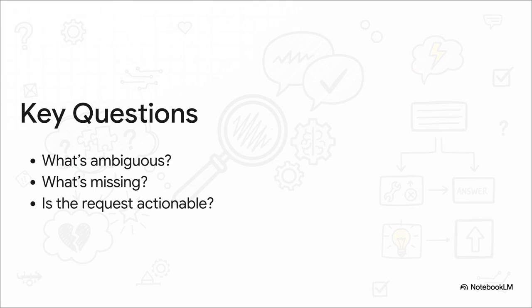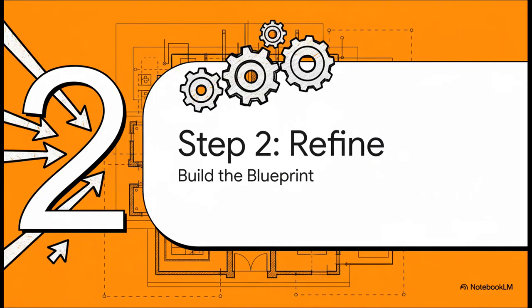These are the exact questions you should be asking yourself. What's ambiguous here? What crucial piece of information did I forget to include? And maybe most importantly, is my goal crystal clear and actually actionable for an AI? Answering these will light up all the problem areas in your prompt. Okay, so once you've found the weaknesses, it's time to rebuild. And that brings us to step 2, refine and structure.